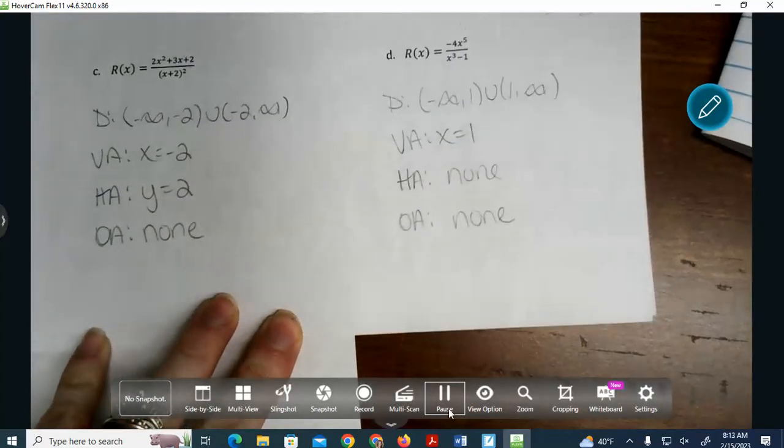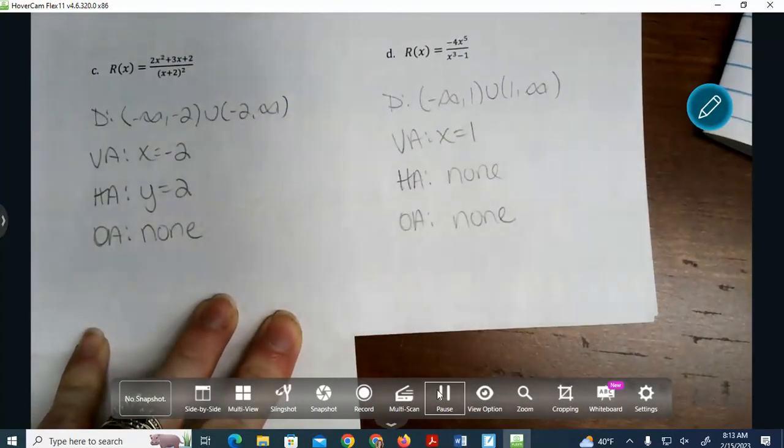So domain, the only thing we can't have is negative 2. So negative infinity to negative 2, union negative 2 to infinity. Vertical asymptote is x equals negative 2. Horizontal, y equals positive 2, because it's the same degree on top and bottom, so you divide leading coefficients. And D, domain is everything except 1. Vertical asymptote is at 1, and this one didn't have a horizontal or oblique.